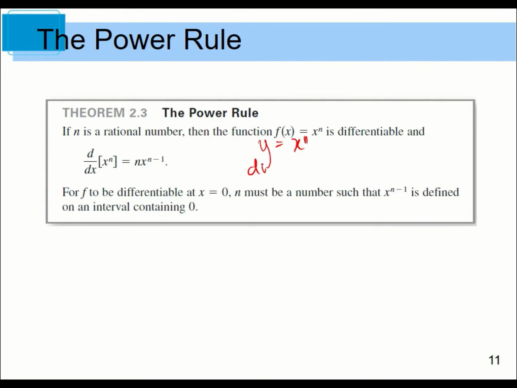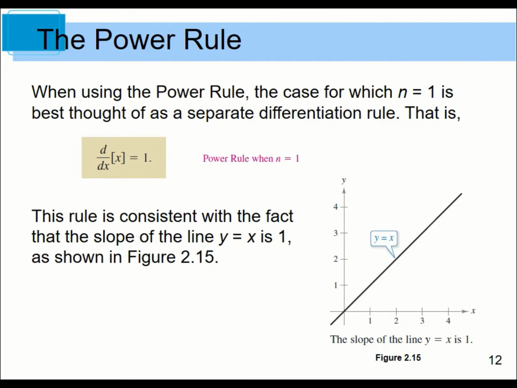Okay. So when we differentiate, first we are going to bring the n down, this n power, we bring it down, and we copy the x. And what happens to the power? The power will be reduced by 1. All right, so we call this the power rule. Okay, let's see some examples.